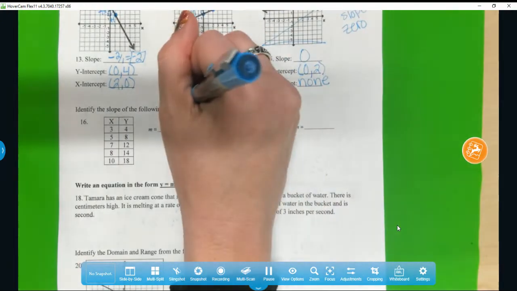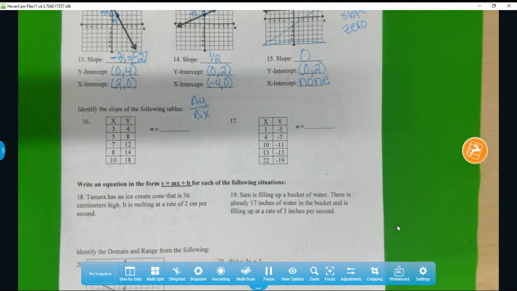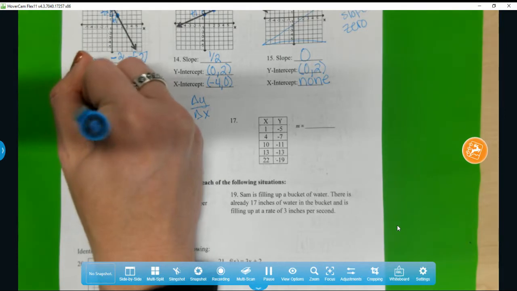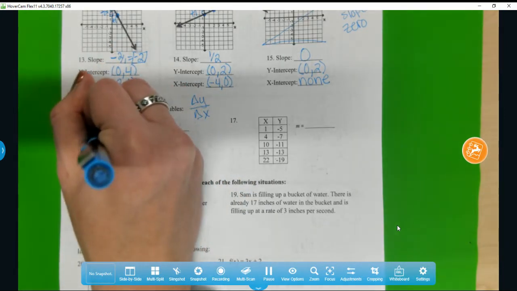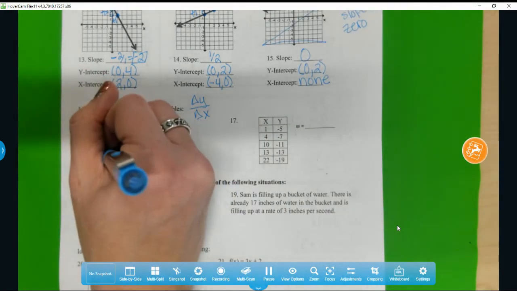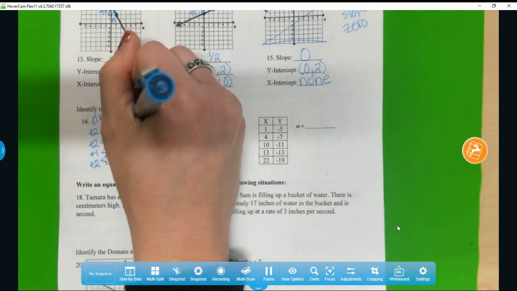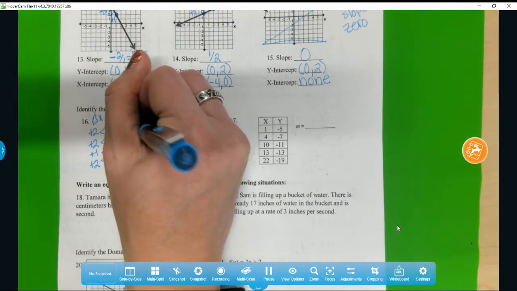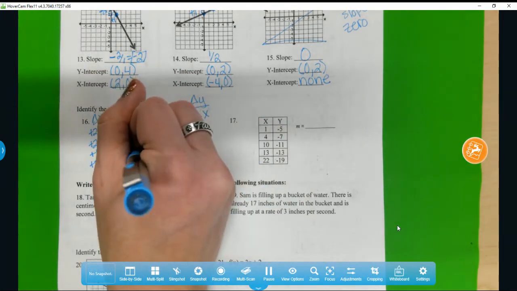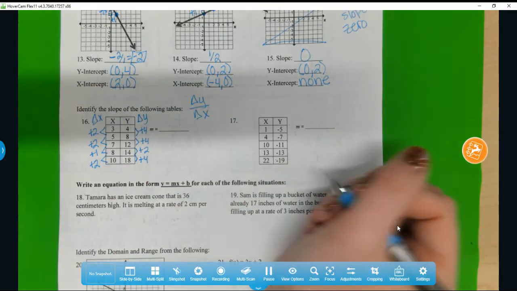Okay, remember on the table, it's change in y over change in x. So we're going to find our change in x. 3 to 5 is a plus 2. 5 to 7, plus 2. 7 to 8, plus 1. 8 to 10, plus 2. Then we do the same thing on the y side. 4 to 8, plus 4. 8 to 12, plus 4. 12 to 14 is a plus 2. 14 to 18 is a plus 4.